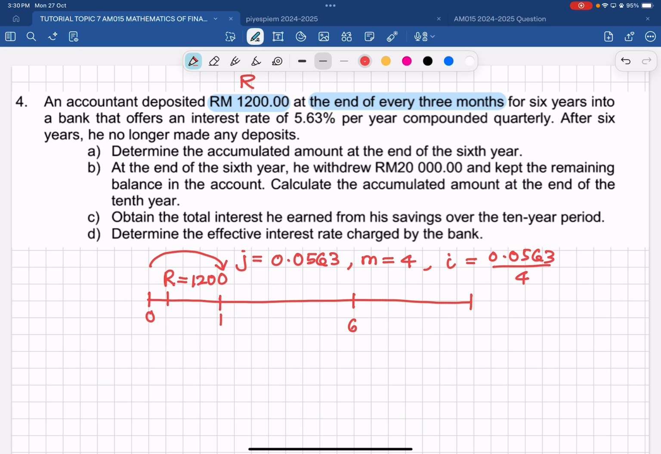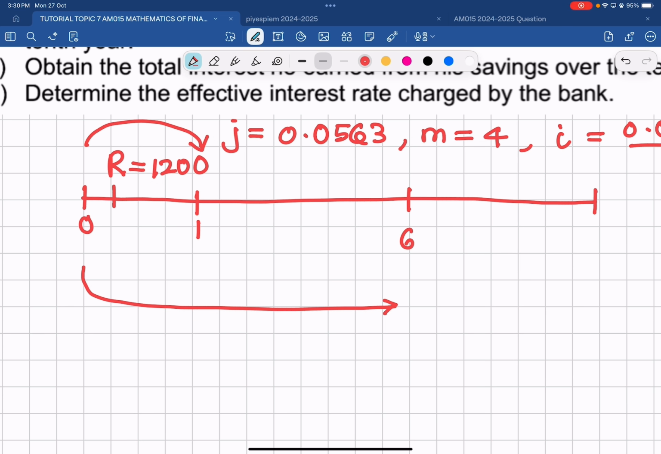After 6 years, he no longer made any deposit. What does it mean? What happens from now until 6 years? Apa jadi dengan duit yang kita masuk tu? Masuk 1,200 every 3 months. What happened after 6 years? What kind of annuity is it? It is a future value annuity. Sebab kita buat 1,200 tu secara berkala, nanti 6 tahun baru dapat accumulated value.